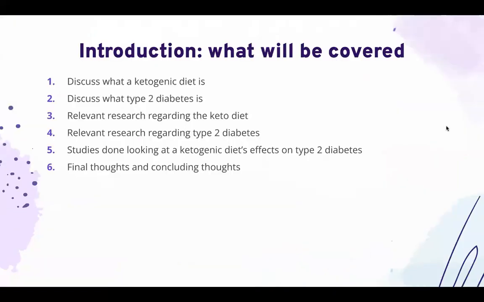So first, I'm just going to discuss what we're going to be talking about today in this presentation. First, we're going to discuss what the ketogenic diet really is and dive into that a little bit. Then next, we're going to discuss what type 2 diabetes is, and then talk about relevant research regarding both the keto diet and type 2 diabetes. Then we're going to look at some studies looking at both the ketogenic diet and its effects on type 2 diabetes. Like I said, specifically with people that are pre-diabetic or obese or have just become diabetic. Then I'm going to talk about my final thoughts and concluding statements about the research found and all this information provided.